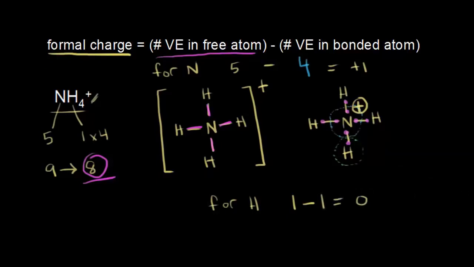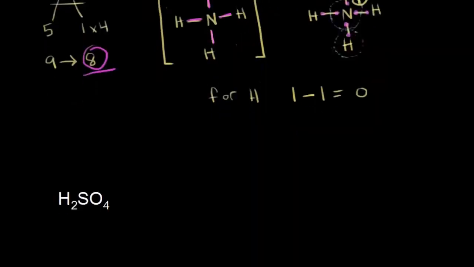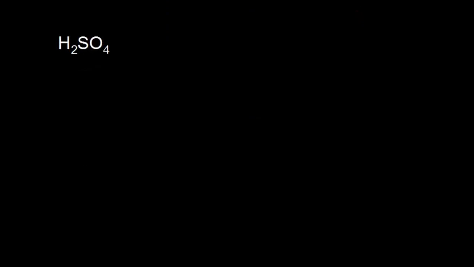Let's see how that applies to actually affecting our final dot structure, and an example of that would be something like sulfuric acid here. So the first step, of course, is to calculate the total number of valence electrons we need to worry about in our dot structure. So once again, each hydrogen is 1, and I have 2 of them.